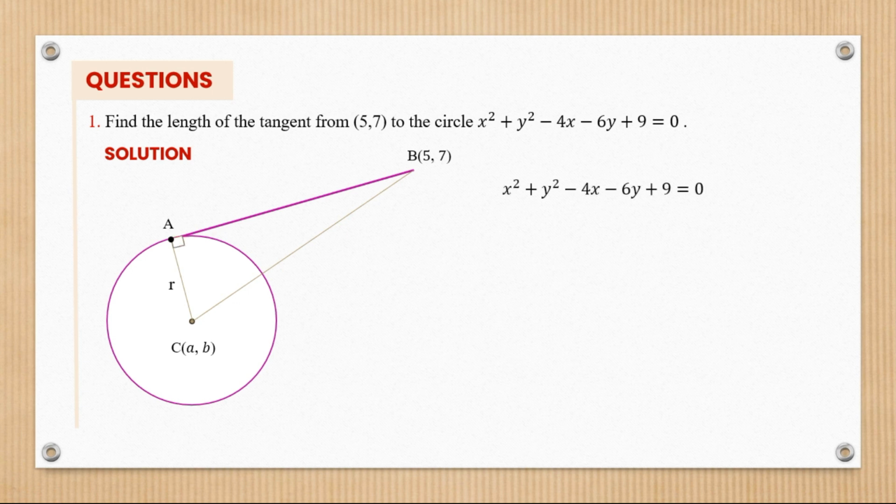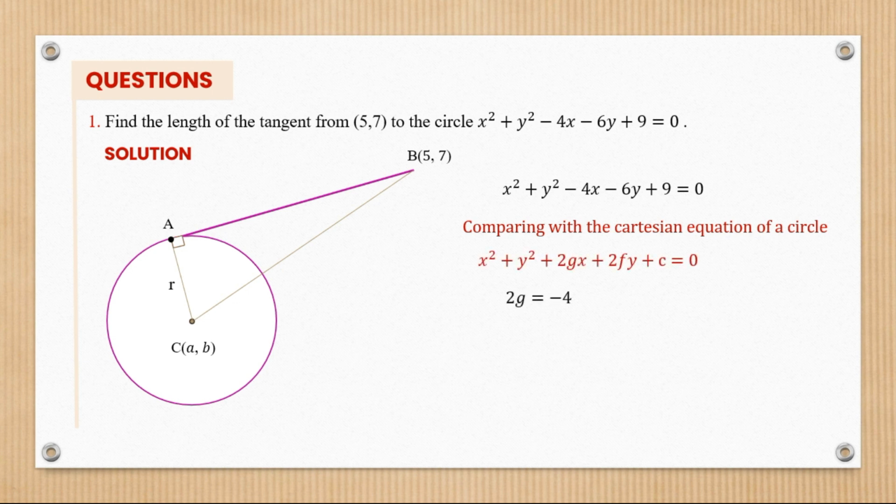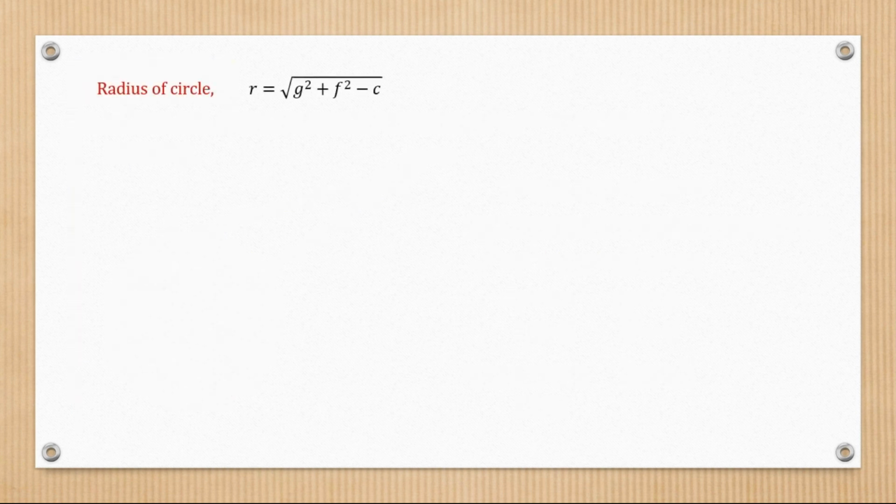Alright, so the first step shall always be to find the coordinates of the center of the circle. How are we going to do that? We're going to compare with the general Cartesian equation of a circle. So when you compare, we shall see that 2g is equal to negative 4, of which g is equal to negative 2. We can also say that 2f is equal to negative 6, which means that f is equal to negative 3. Now the center of the circle, which is (negative g, negative f), shall be (2, 3). We can also find the radius of the circle from this formula. So the radius shall be equal to root of 4, which is 2 units.